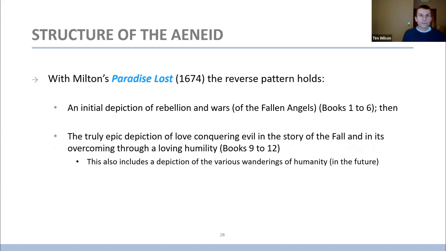I would say that with the other great epic of the Christian era, Milton's Paradise Lost, the reverse pattern holds. There's an initial depiction of wars and rebellion and of fallen angels from books one to six. And then the truly epic depiction of love conquering evil in the story of the fall and its overcoming through loving humility in the last books, 9 to 12. Whereas for Virgil, love is a threat to the ultimate virtues that need to be cultivated, in Milton and the Christian epic, what becomes the salvation is love, and it's what eventually overcomes the fallen nature of existence.